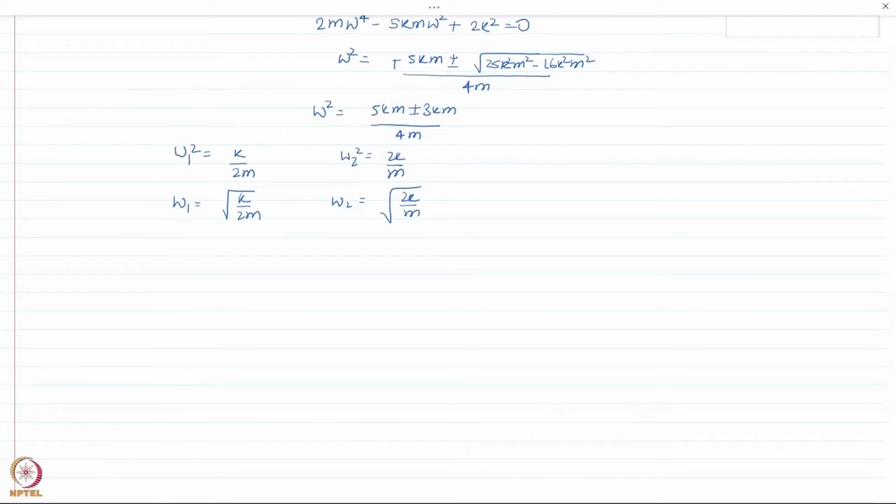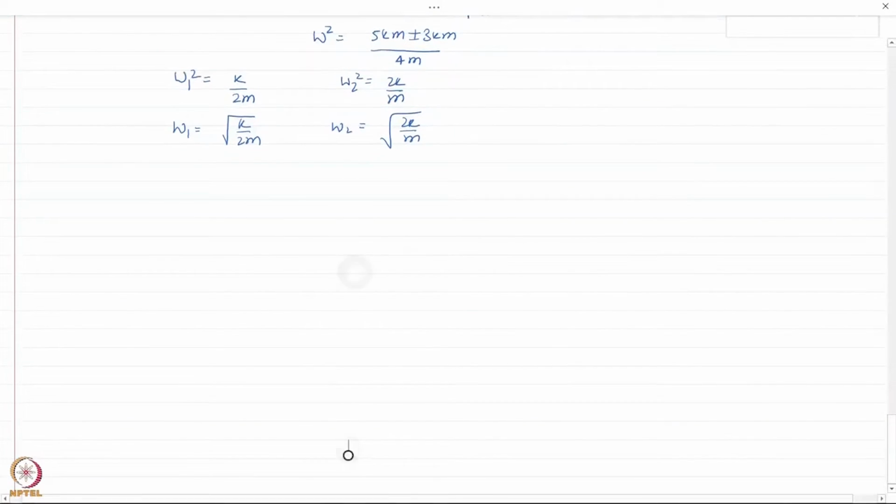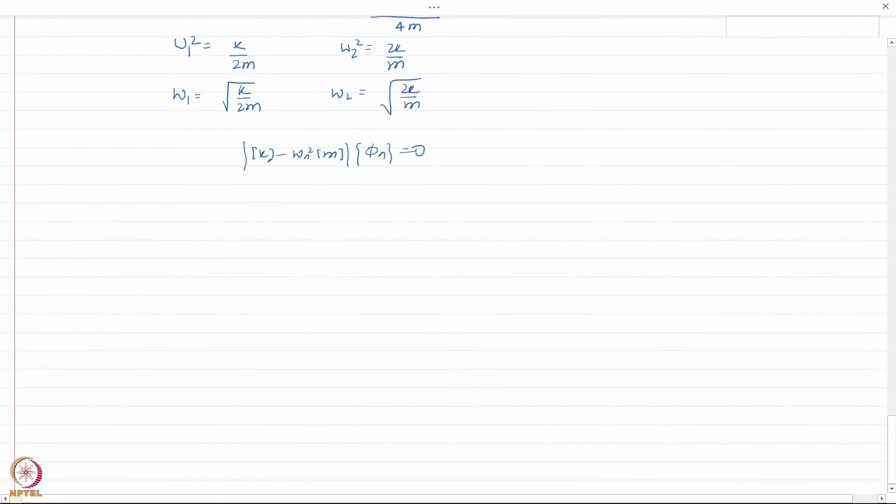Once we have that, let us substitute back in the equation, not the characteristic equation, but the eigenvalue equation, k minus omega n square m, times phi n is equal to 0. So let us first get the first mode shape. I can substitute omega 1 square equal to k by 2m. Once I substitute that, let us see what we get.